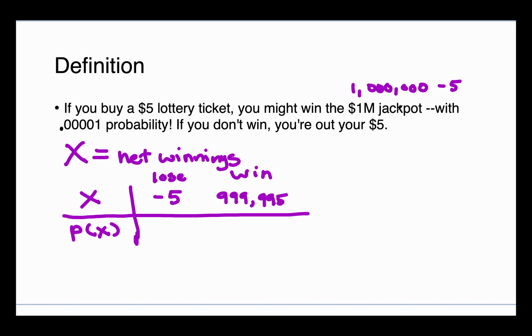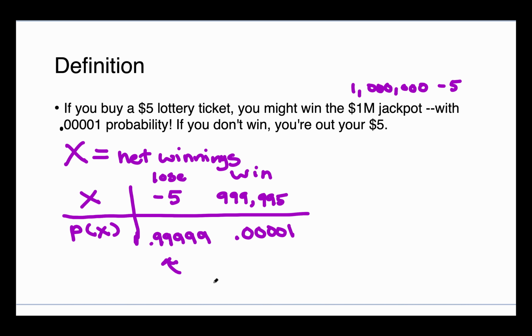Now let's figure out the probabilities of each of those. So if you won the jackpot, you could have won with this probability of 0.00001. It seems like we don't have enough information, but because there's only two outcomes, if we know the probability of winning the jackpot, then the complement, so 1 minus this probability, is the probability of losing. So that is 0.99999.